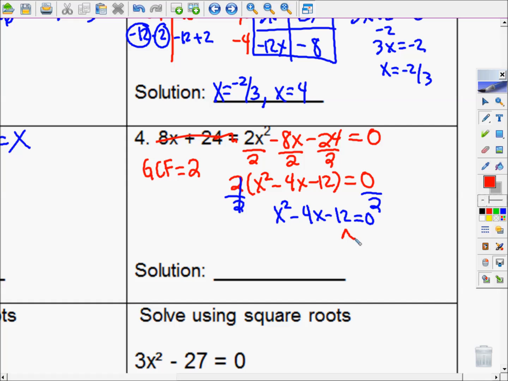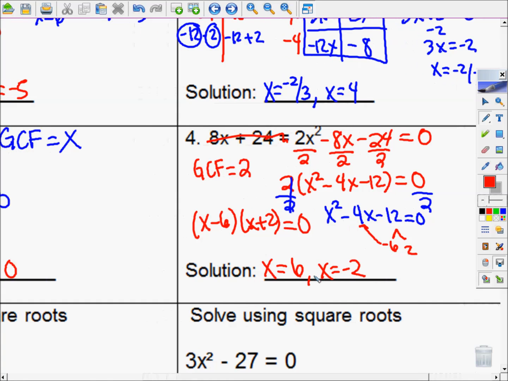What are my magic numbers? Negative 6 and positive 2, because negative 6 times 2 is negative 12, and negative 6 plus 2 is negative 4. So I have x minus 6 and x plus 2 equals 0. So what is my solution? Beautiful. You're so smart.